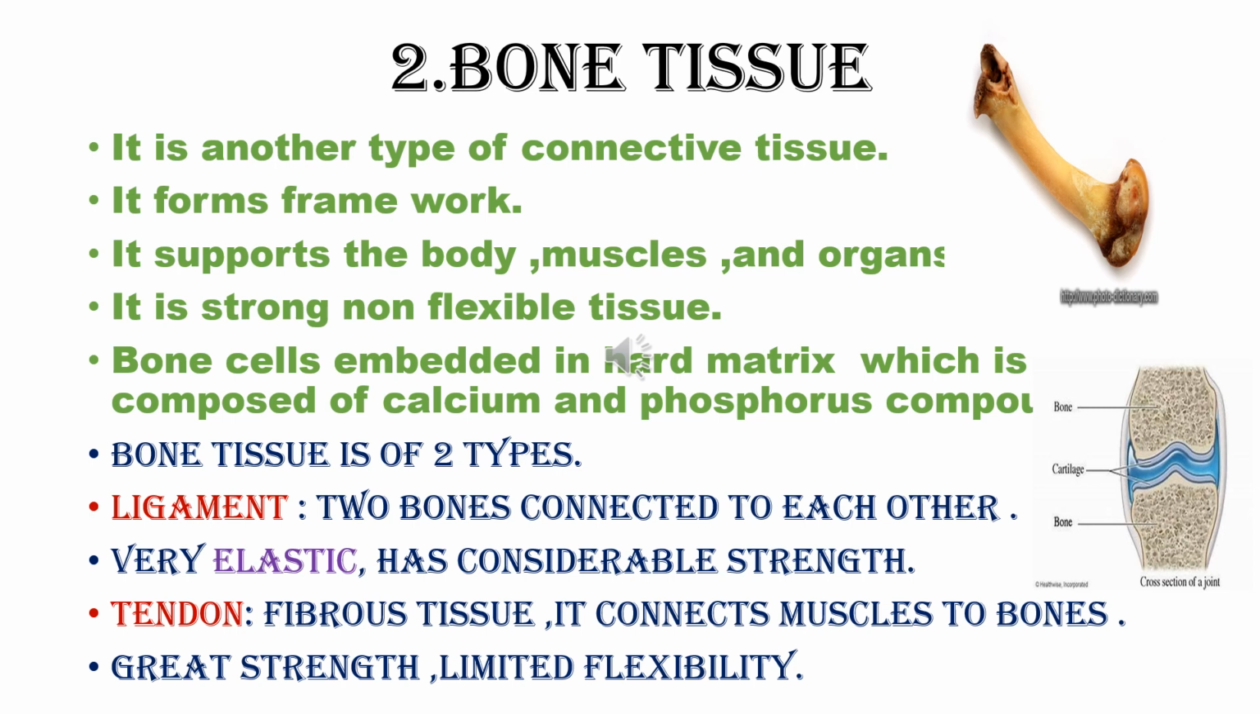Bone tissue is of two types, that is ligament and tendon. If two bones are connected to each other, then it is called a ligament. It is very elastic and has considerable strength. There are some fibrous tissues which connect the muscles to bones. Then it is called a tendon tissue. It has great strength but limited flexibility.